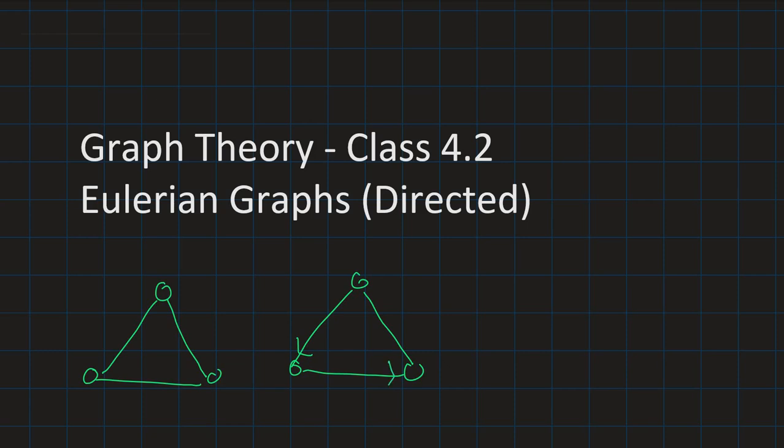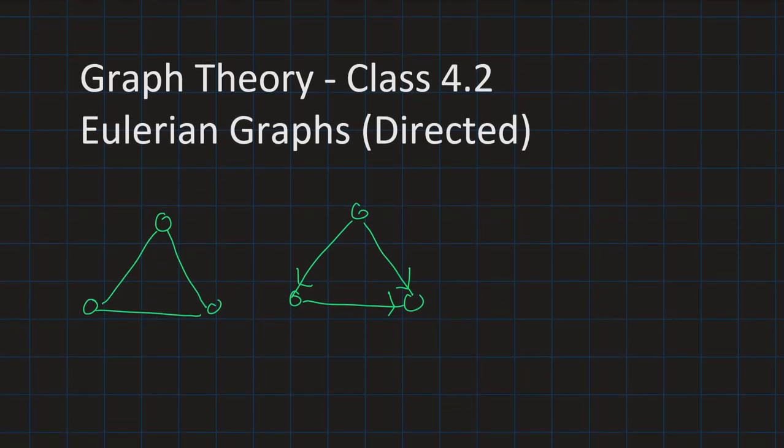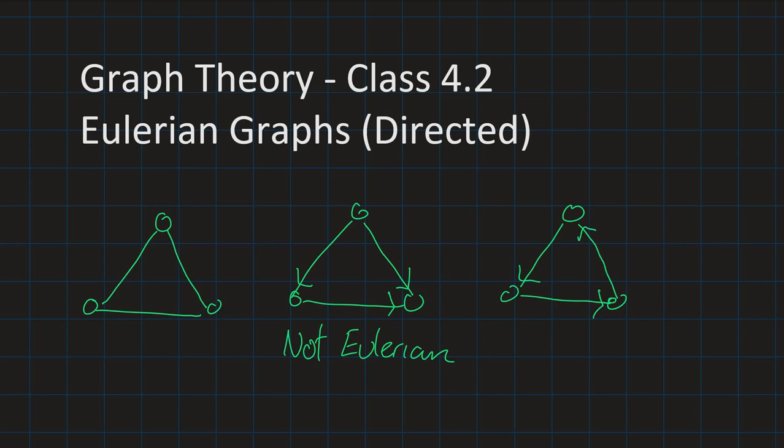Like if I make it directed in this manner here, then it's clear that this graph does not have an Eulerian circuit. It's not Eulerian. Okay? You can't hit all of the edges. Whereas if I just change the direction of one of the edges, so if I make it like this, then this graph here is Eulerian. Okay? So the arrows add a whole new layer of complexity.